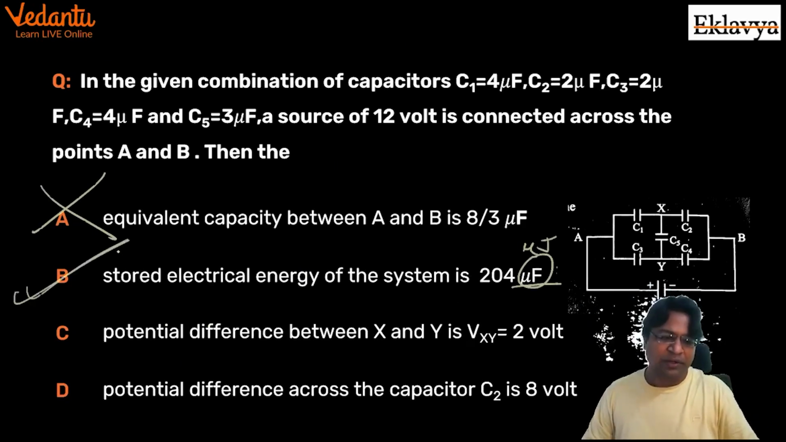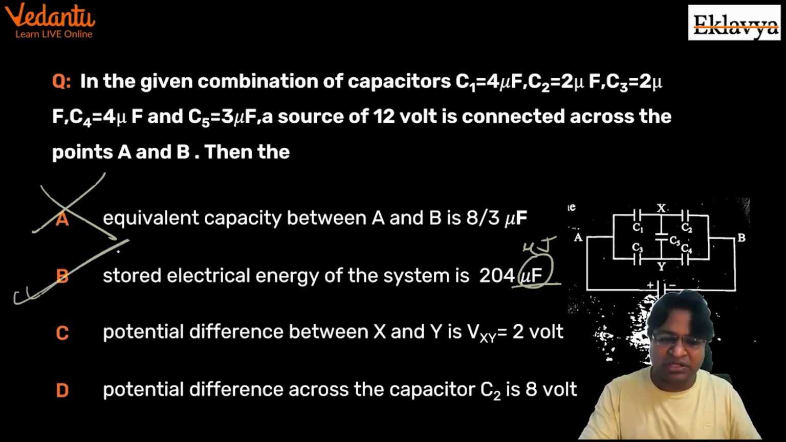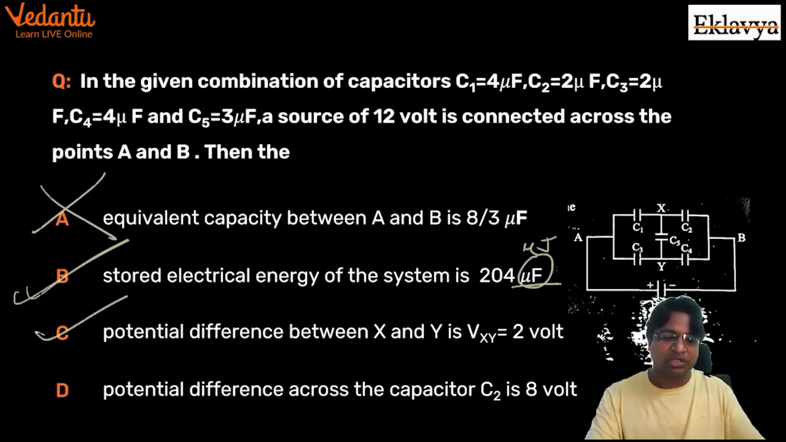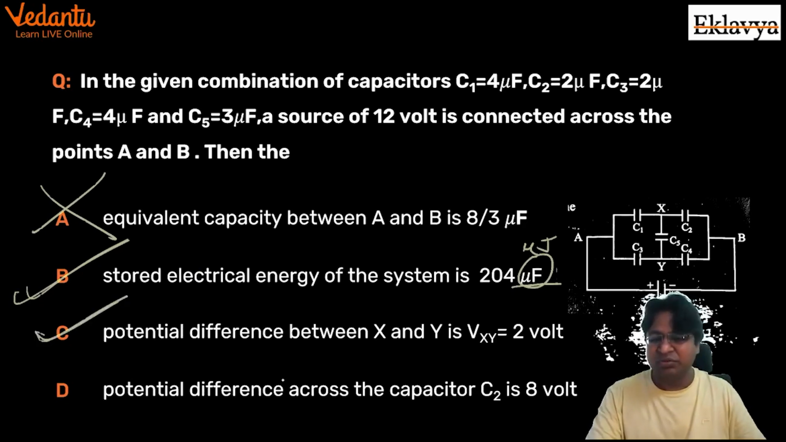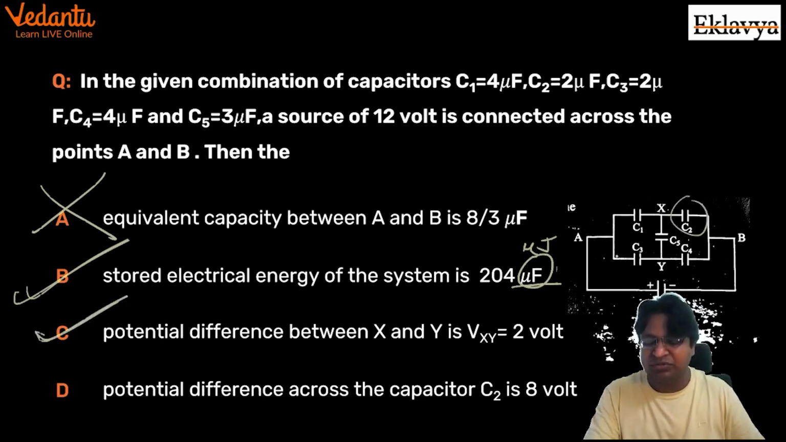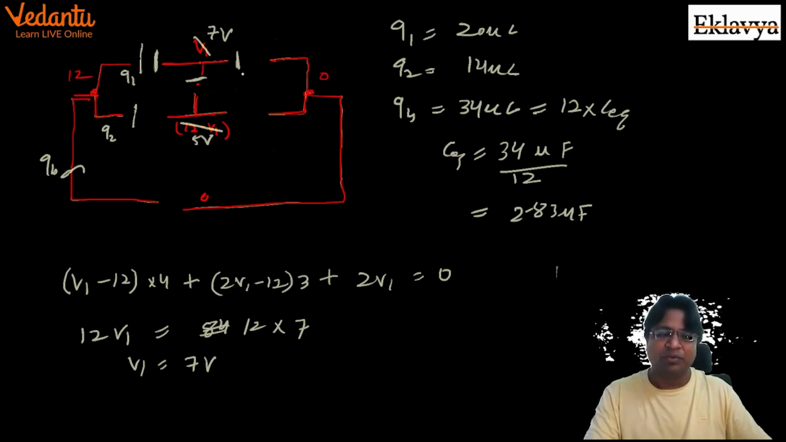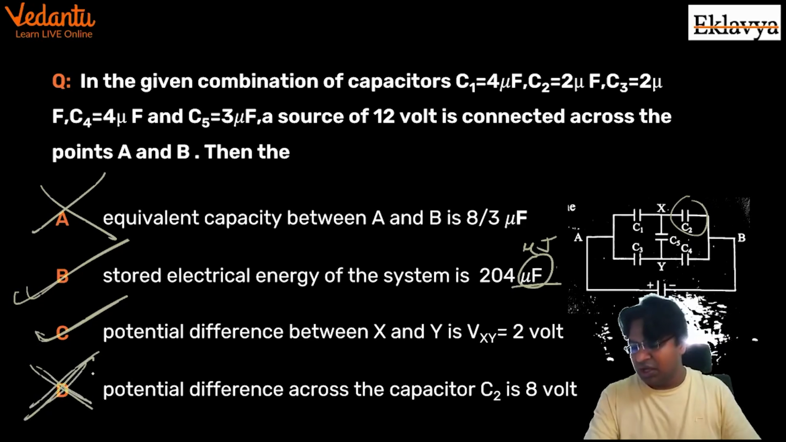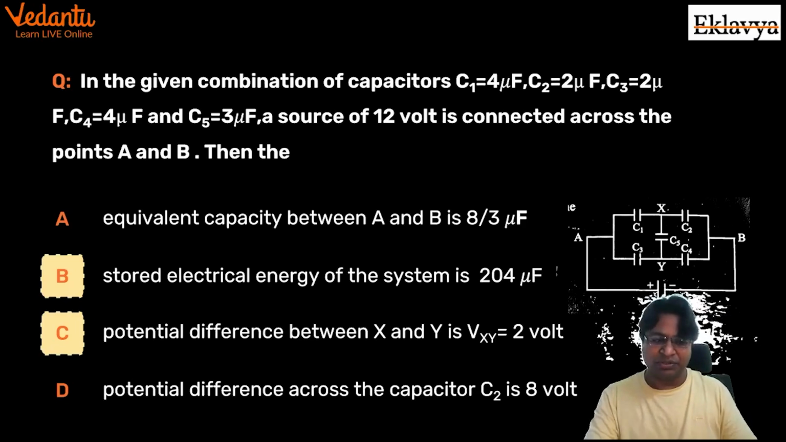This option is correct. Potential difference between X and Y is 2 volts. So I think that is also correct. The potential here is 7, the potential here is 5, so the difference is 2 volt. So this is correct. The potential difference across C2 is 8 volt. So C2 is this one actually. So the potential difference is not 8 volt, it is actually 7 volt. So this is incorrect. So the correct answer here would be option B and option C. Alright, so B and C, these are the correct options.